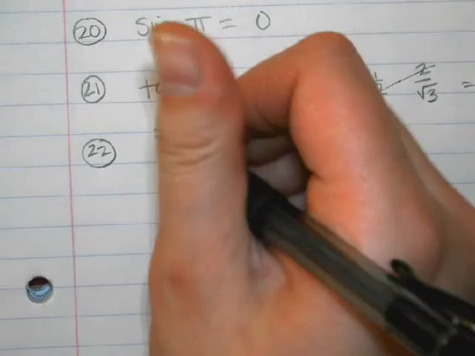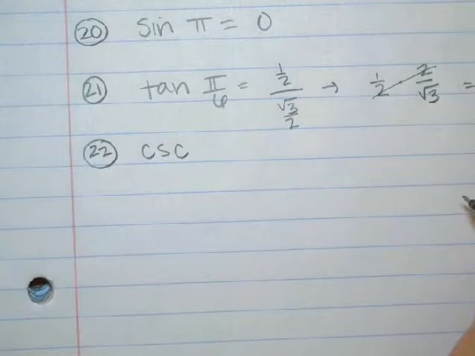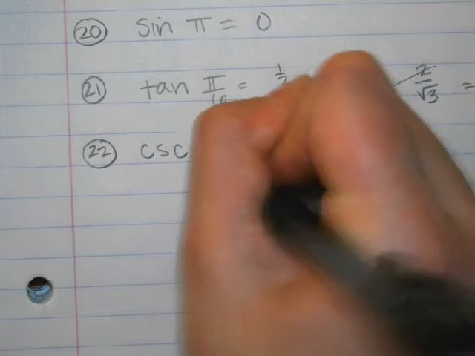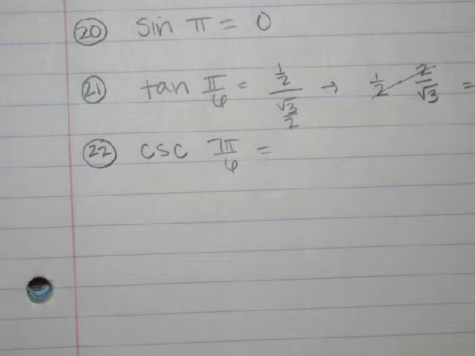All right, this one is going to be cosecant. Cosecant of 7 pi over 6.